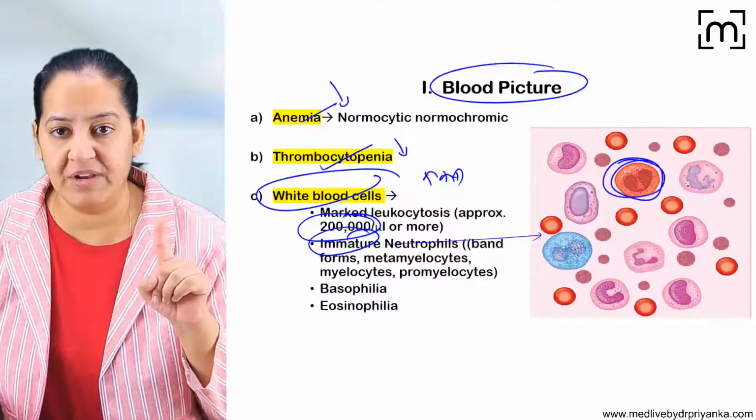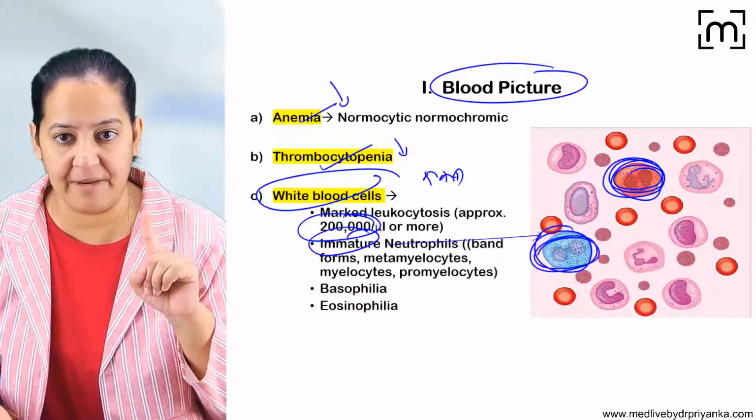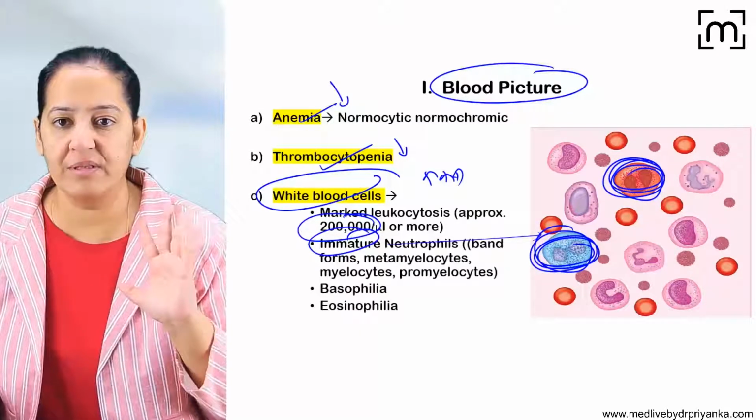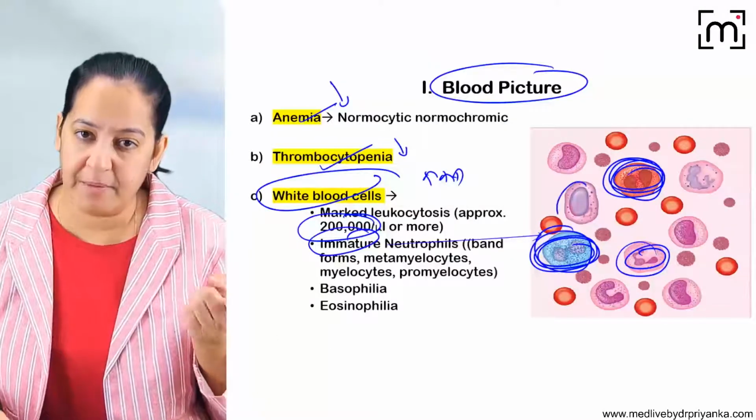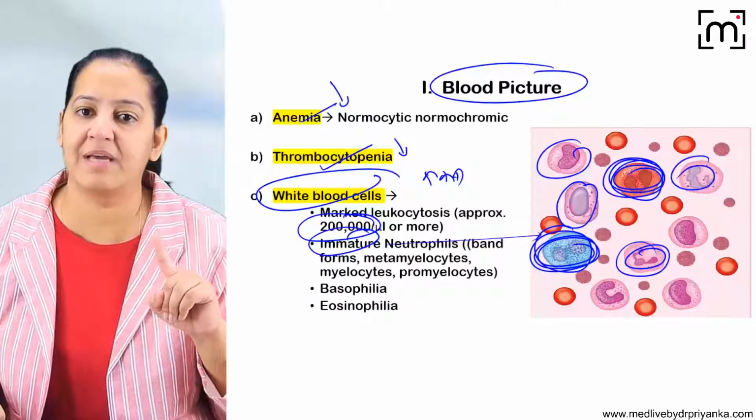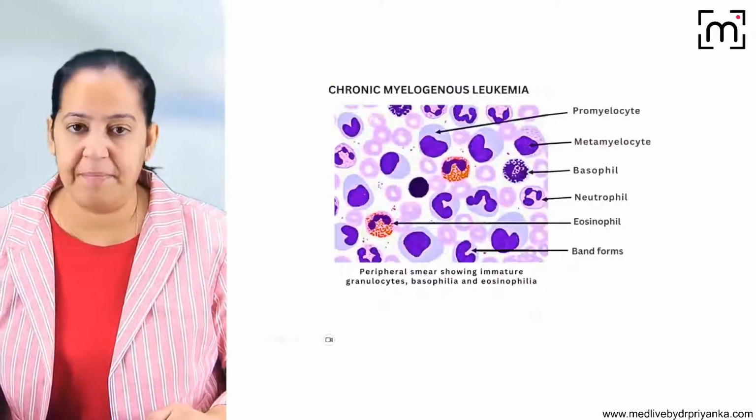I can see an eosinophil having red granules. I can see a basophil having blue granules. I can see a neutrophil, one neutrophil. These are the mature ones, and I can see multiple premature ones. Some of them are myeloblast, promyelocyte, myelocyte, band form. So multiple precursors are present.